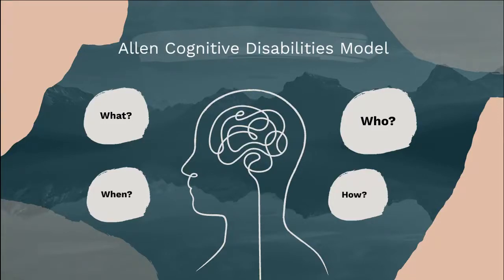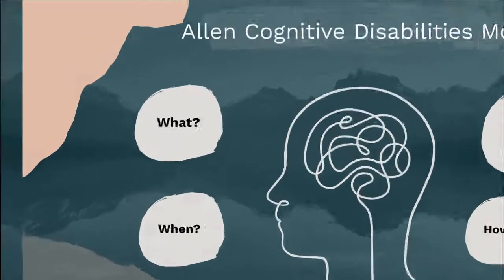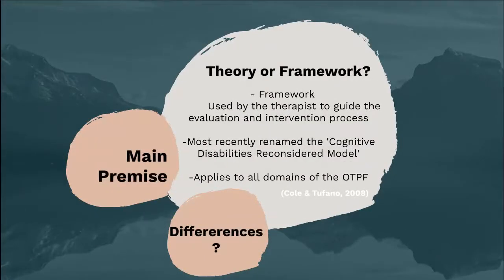So, what is Allen Cognitive Disabilities Model? It was initially developed as a framework and most recently renamed the Cognitive Disabilities Reconsidered Model. It applies to all domains of the OTPF and can be used to guide the evaluation and intervention process of occupational therapy.